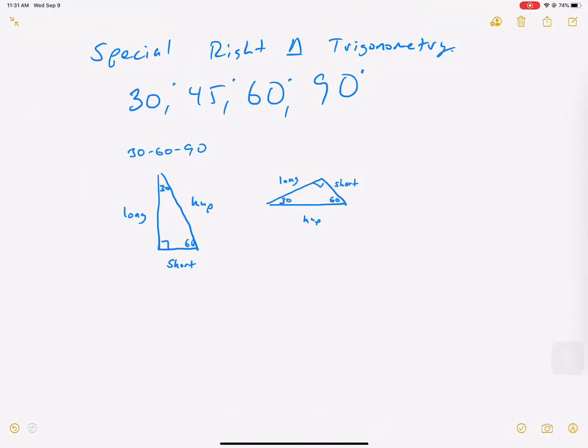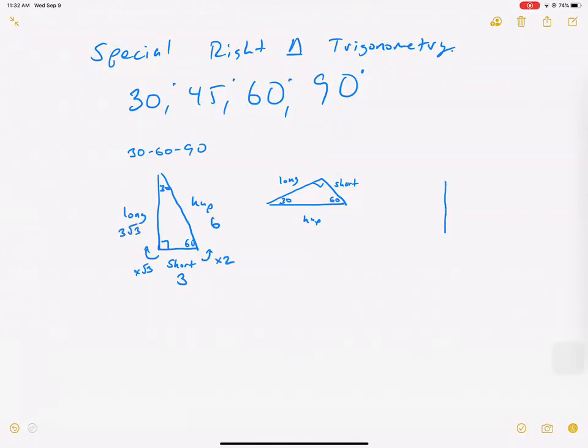Now, all 30-60-90 triangles always have this relationship, and the relationship is actually pretty simple. Let me use numbers first. If I tell you the short side is 3, then the hypotenuse is always double. That'll be 6, so times 2. And the long side will always be times square root of 3. So this will be 3 square root of 3. That is always the case.